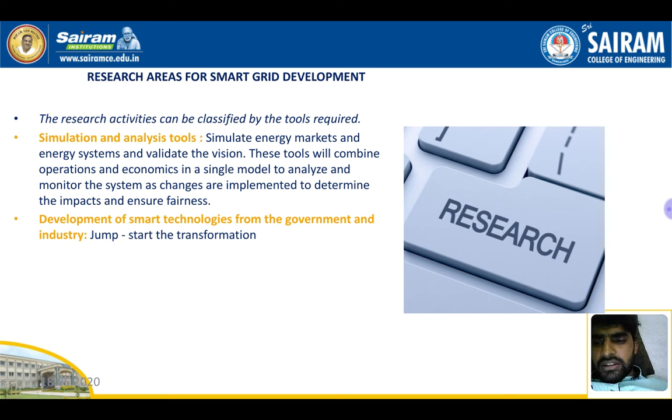Simulate the energy market and energy systems. Validate the vision. First we must simulate the energy markets. If we are doing some smart grid activities blindly, what is the use? So we have to simulate the energy markets and energy systems and validate the vision. Whatever project or research you are developing should be useful for society, and also useful for professional development, right?